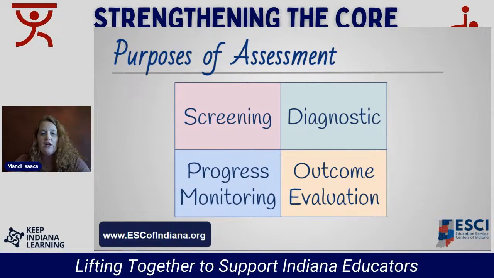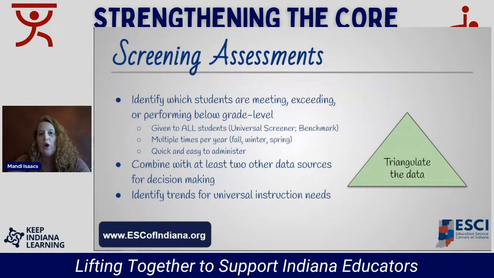We'll start with screening assessments, which are often called universal screeners or benchmark assessments. These are given to all students at the same time, or within the same windows of time, throughout the year. They help us see the students who are at, below, or above grade level standards or performance standards, whatever that screener is assessing. We usually want to administer these multiple times a year so that we can see growth. In most schools, it is three times per year: your fall, winter, and spring assessments.